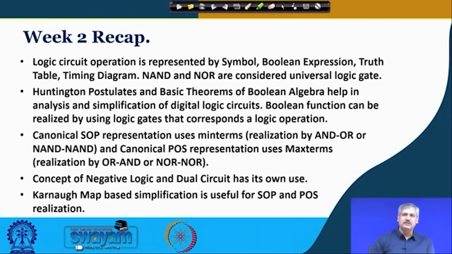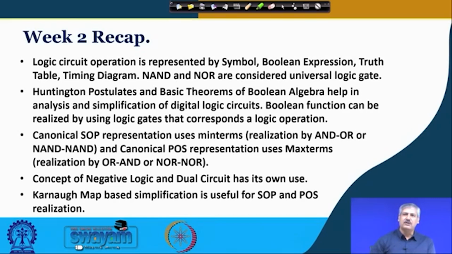Then we looked into Boolean algebra, the basic premise of Huntington postulates and certain theorems, and then we found that using that we can simplify Boolean expressions and can have more efficient realization of digital logic circuits. And given a Boolean function, we can convert it to a particular logic circuit. For each operation, we have a specific logic gate associated, and we just implement one by one, and then the final circuit is obtained. We also saw that canonical SOP, sum of product representation using minterm, and canonical product of sum representation using maxterm can be realized easily by two-level circuits.